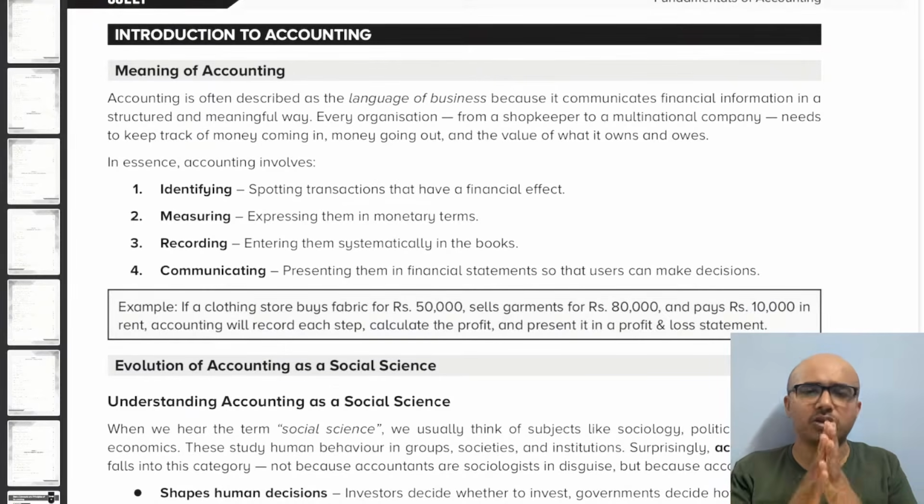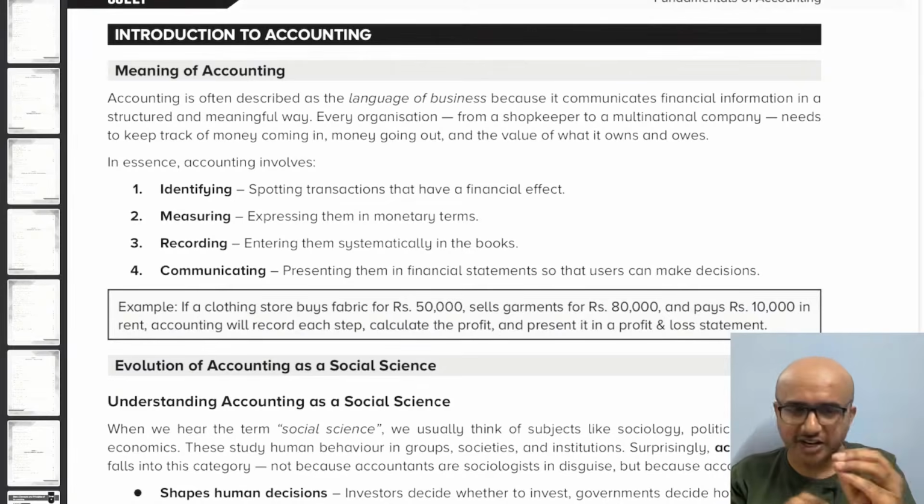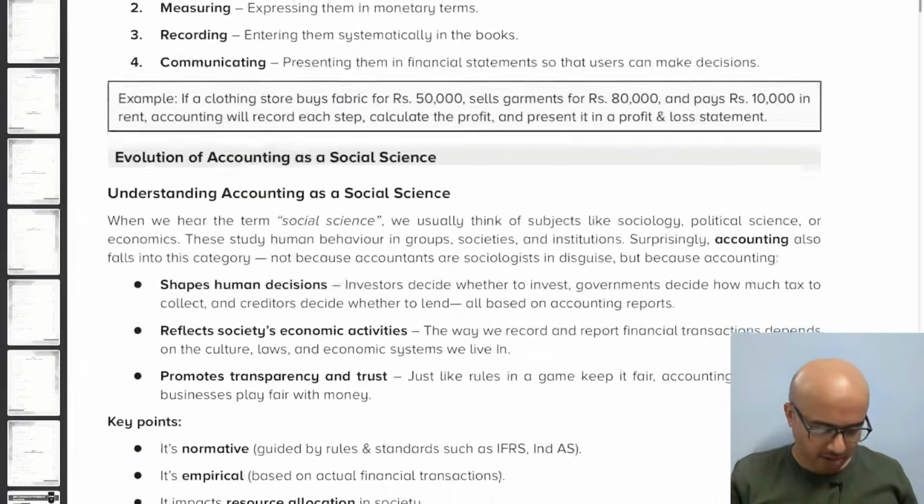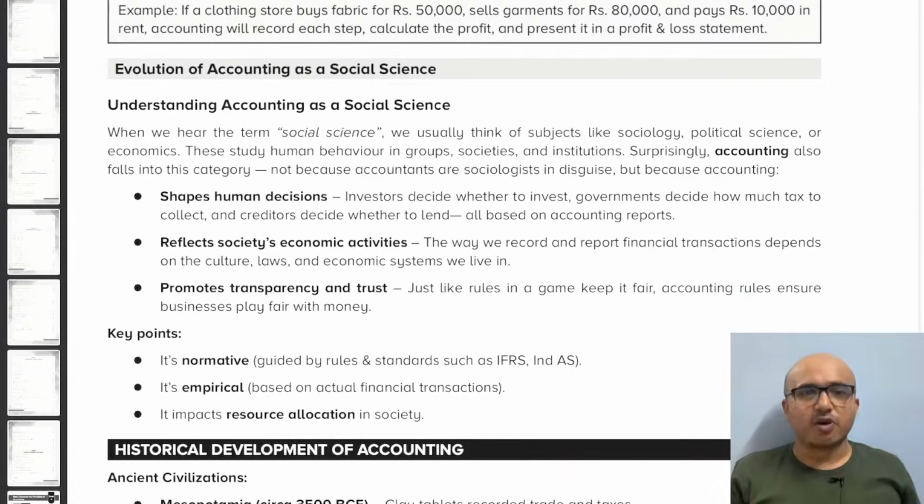So the whole thing here is what the institute is trying to say with this example is, whatever you do, whatever can be expressed in terms of money or money's worth, accounting will record. It will record every step. That means wherever you spend money, even if it is a single rupee, it will record that. Even if you are getting a single rupee, it will record that. And finally, we'll calculate the profit and present it to the owners, saying, okay, this is what you have done. This is the end result, profit, loss, whatever it is. So that is what we see in the essence of accounting.